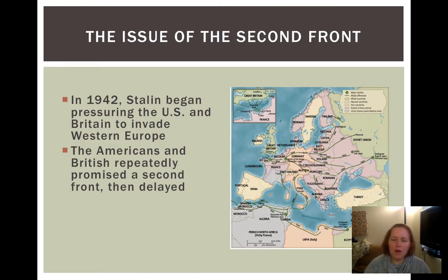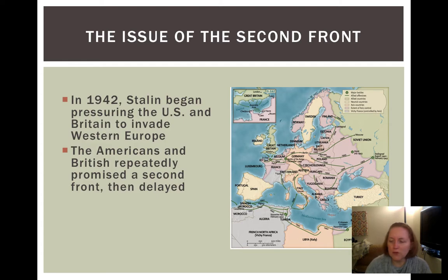And so there's all this delay going on, and government officials are repeatedly acknowledging the Soviets' need for us to get involved and help take some of the pressure off, but they don't seem very persuaded to speed up preparations for the establishment of a second front.